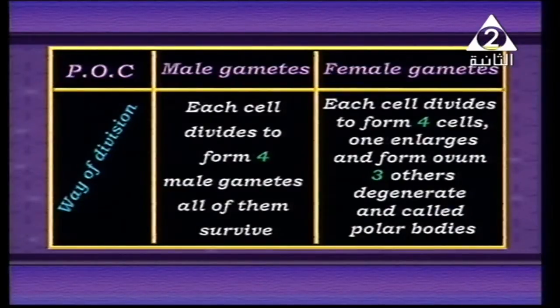One of them just survives, and the others degenerate and disappear, and they are called polar bodies. So we have a great difference here between male gametes and female gametes. In the case of male gametes, each cell gives us 4 cells. They survive, and they can reach the female gametes, and maybe one of them can fertilize the female gamete. But in the case of female gametes, of the 4 cells, just one survives and grows to form the ovum. The others disappear and degenerate, and we call them polar bodies.